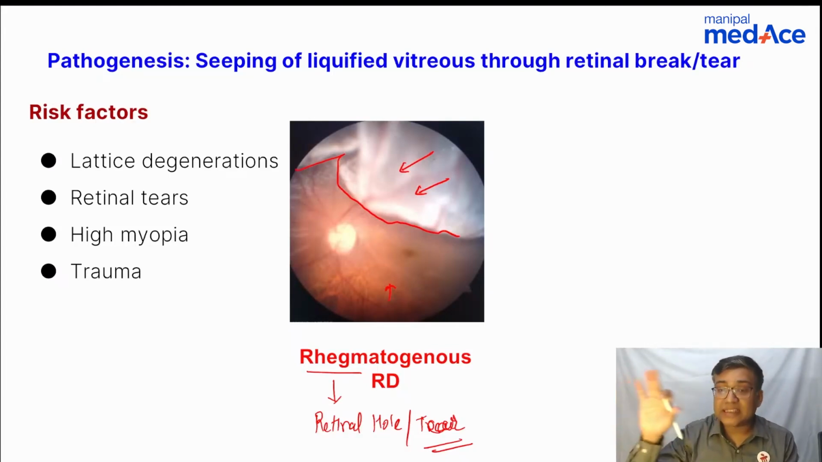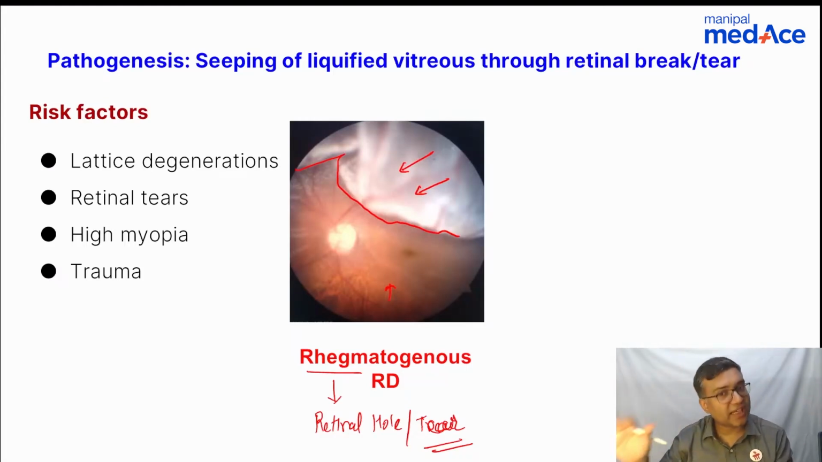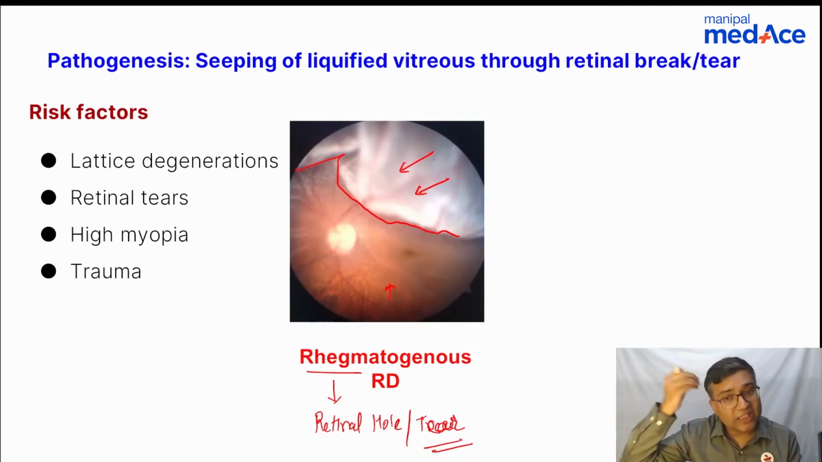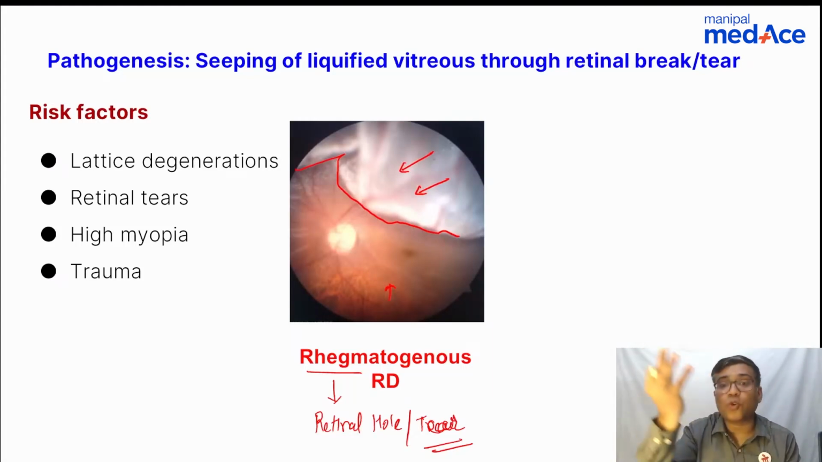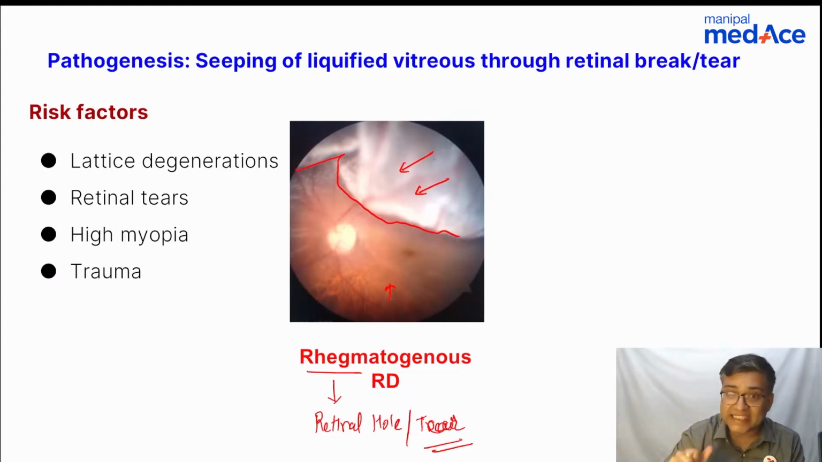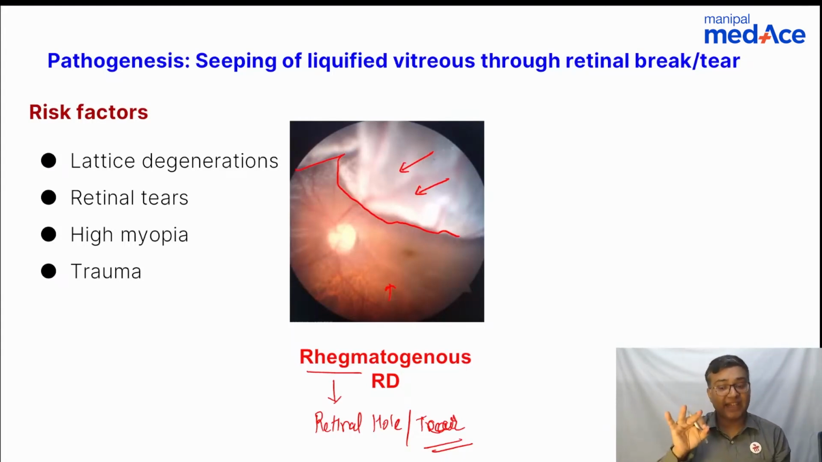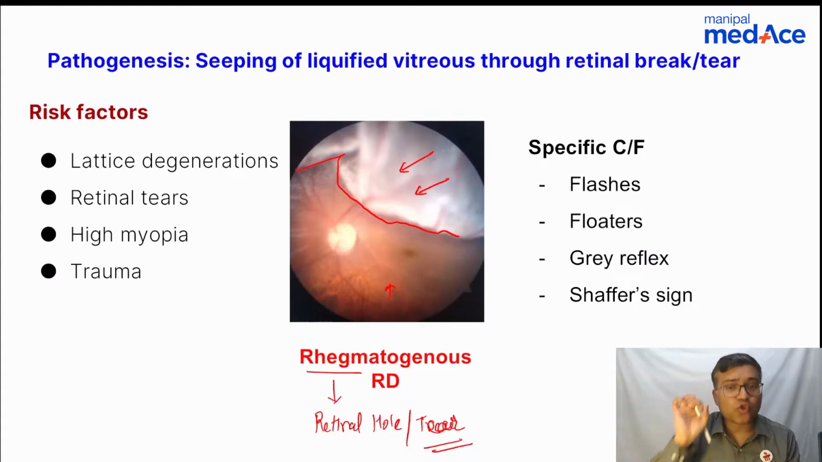Now we come to the various clinical features of rhegmatogenous retinal detachment. What the patient would say is, sir, suddenly there are flashes in front of my eye and there are some black spots, floaters, coming in front of my eye. Flashes are more important as a risk factor as compared to floaters. And when you do a retinoscopy of this patient, you can get a gray reflex.